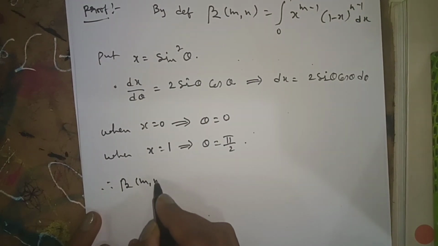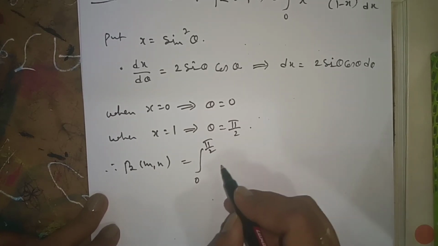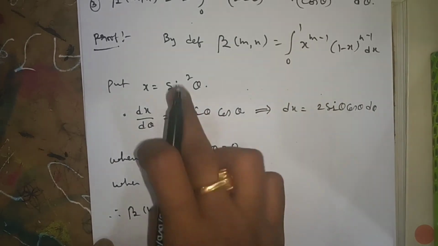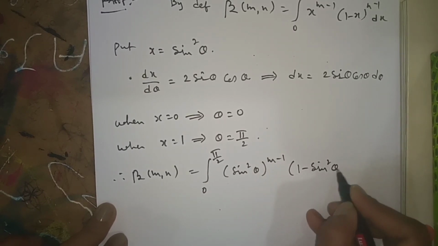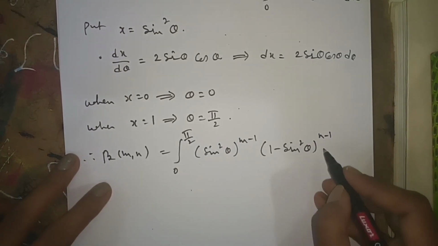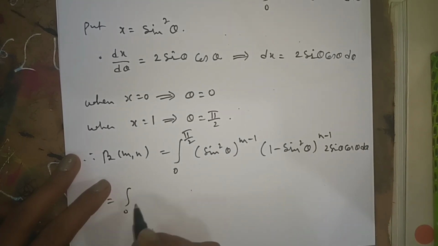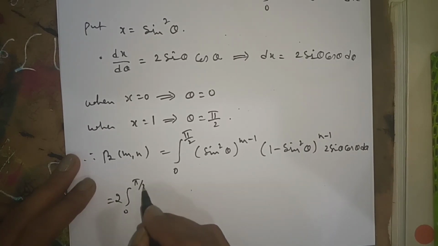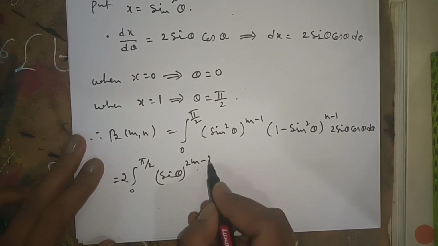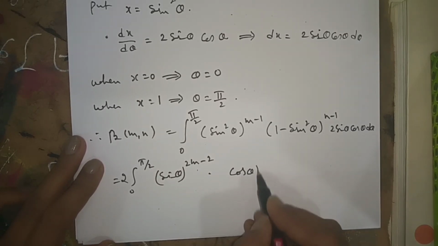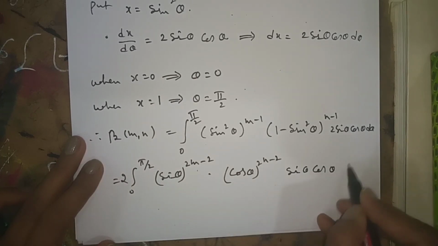Therefore, beta of m comma n is equal to the integral with limits 0 to pi by 2 of (sin square theta) to the power of m minus 1 into (1 minus sin square theta) to the power of n minus 1, and dx is 2 sin theta cos theta d theta. That is equal to 2, which I write outside, times the integral from 0 to pi by 2 of sin theta to the power of 2m minus 2, and since 1 minus sin square theta is cos square theta, cos theta to the power of 2n minus 2, into sin theta cos theta d theta.